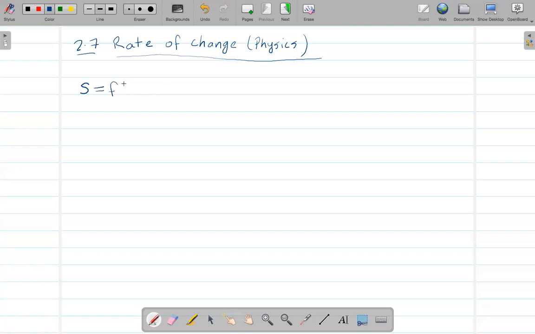a function, something like this, an s function. This function is called a position function. We can also simply think of it as a displacement or maybe a distance, something similar to this. If you guys have taken the physics class, maybe you will get it.